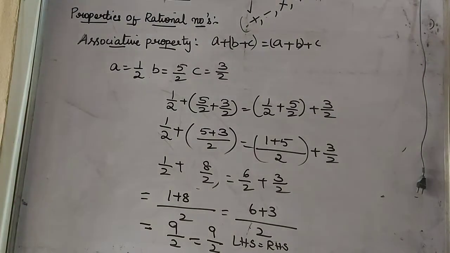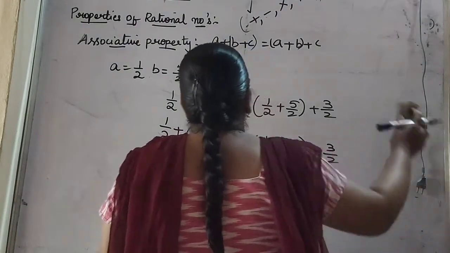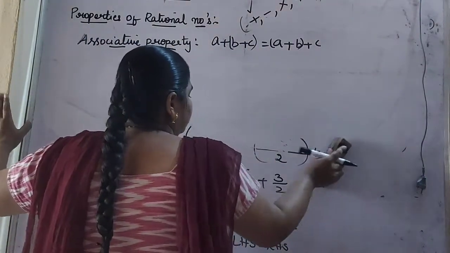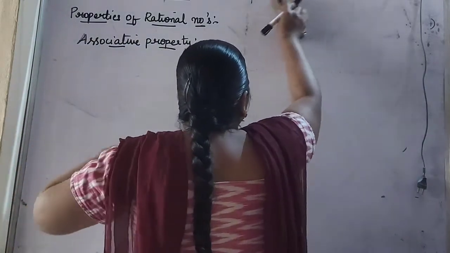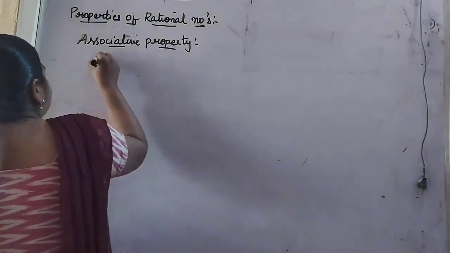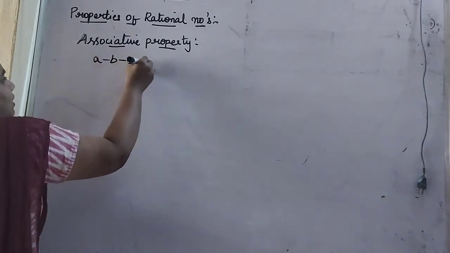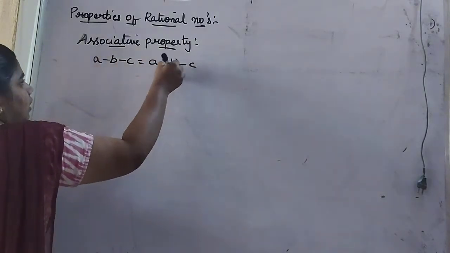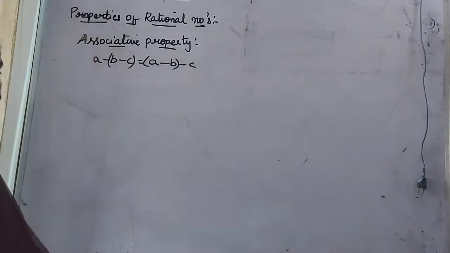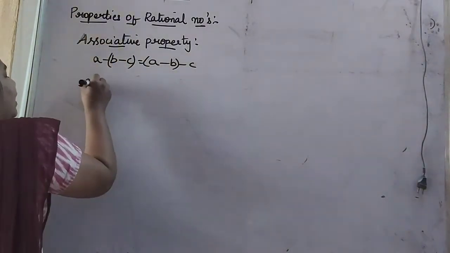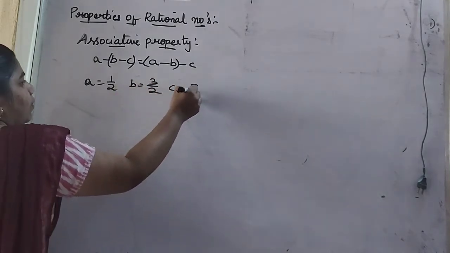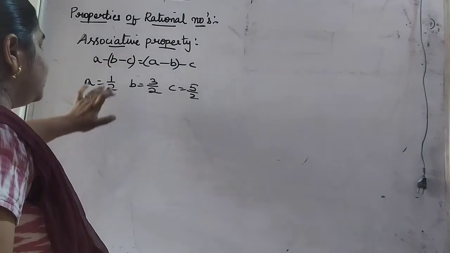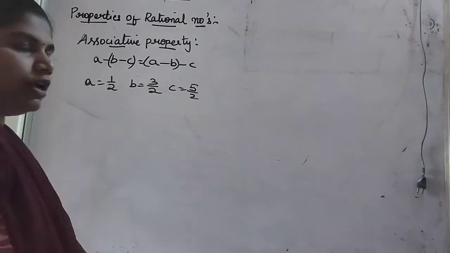Now whether it will be satisfied under subtraction or not, we will see. Under subtraction, what is the general form of subtraction here? That is A minus B minus C is equals to A minus B minus C. Only the bracket values will be interchanged. Okay, so now A value I am taking it as 1 by 2, B value is 3 by 2 and C value is 5 by 2.